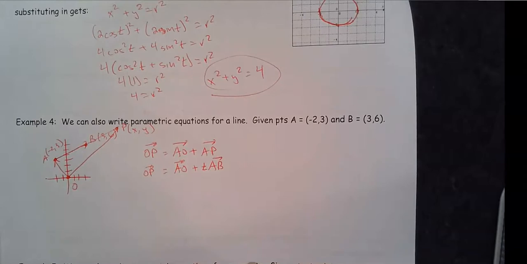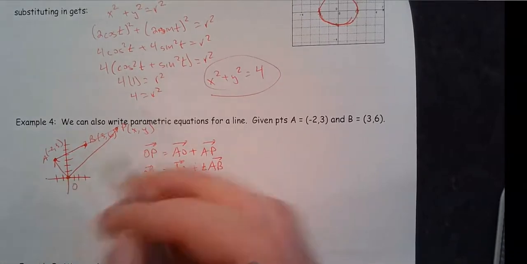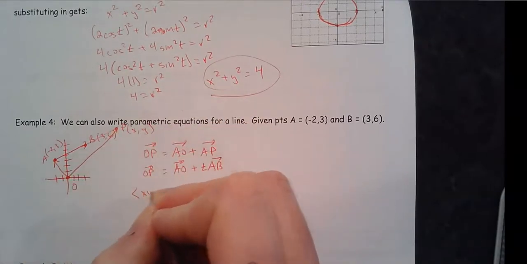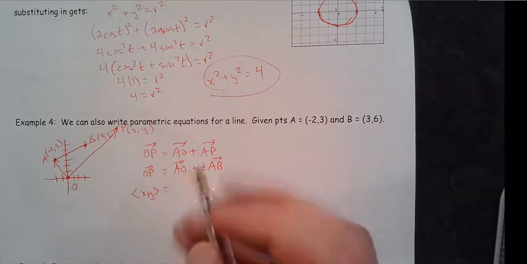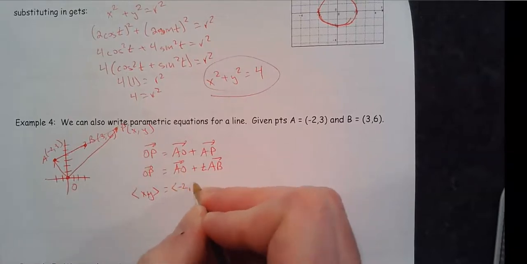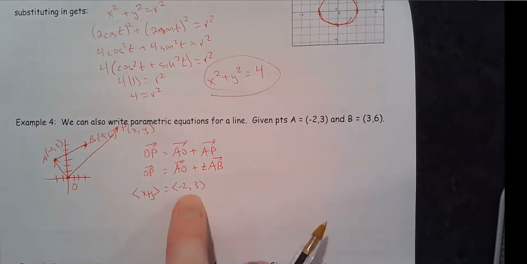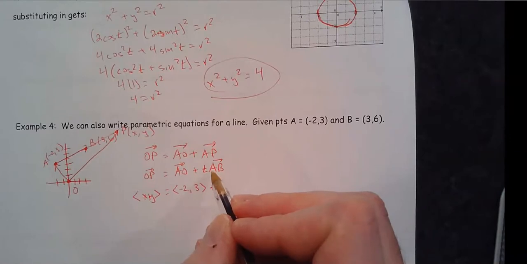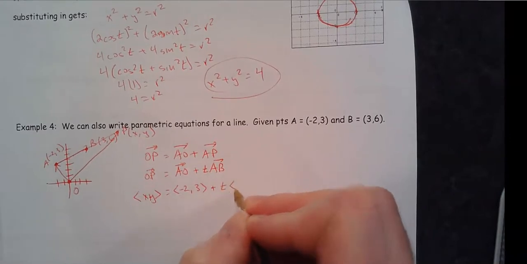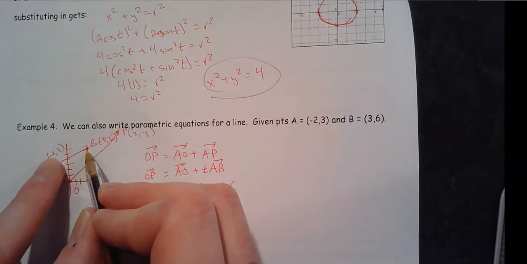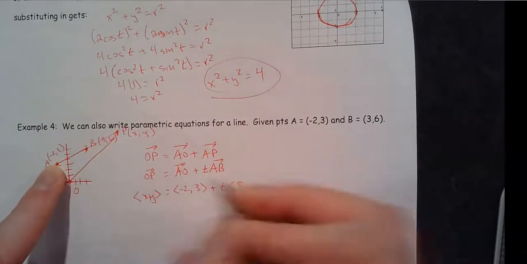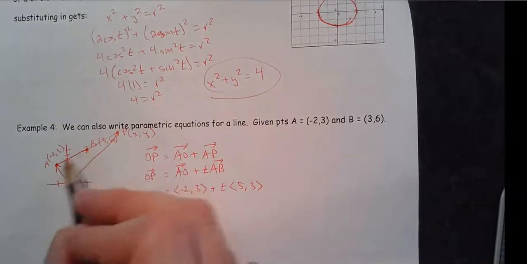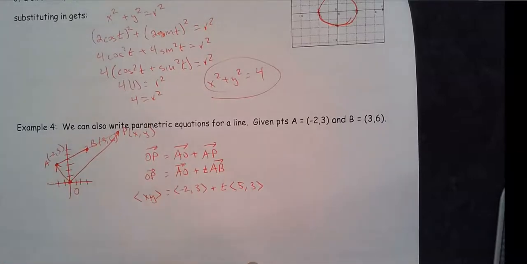So start putting in what you know. OP in component form would be (x, y). OA in component form would be (-2, 3). Notice I'm putting it in vectors. It's a vector, not a coordinate anymore. And then this would be t times AB, which in this case, to get from -2 to 3, I had to go right 5. And then to get from 3 to 6, it's up 3. So for vector AB, you had to do some subtraction of your own. How far right and how far up?